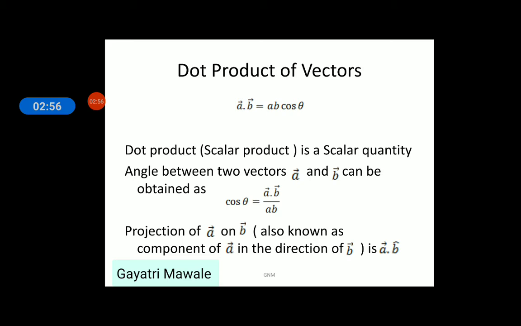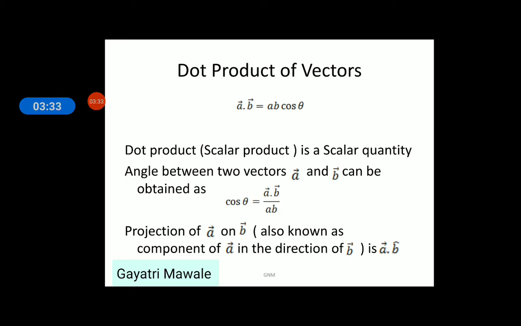Dot product of vectors. Vector A dot vector B is equal to AB cos theta, where theta is the angle between the two vectors. Dot product, also known as scalar product, is a scalar quantity. The angle between two vectors A and B can be obtained as cos theta equals vector A dot vector B divided by A into B.